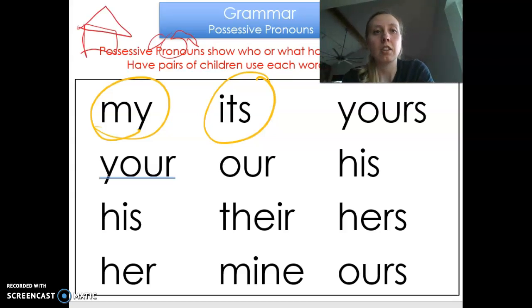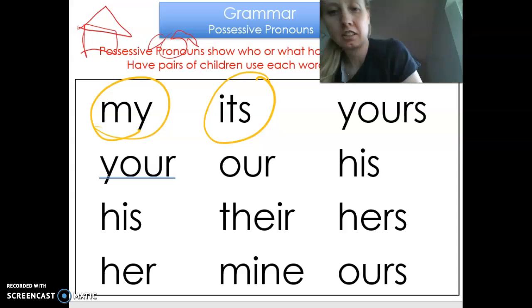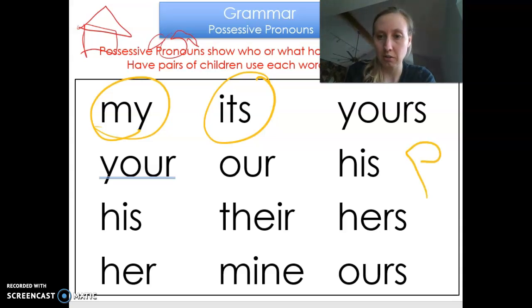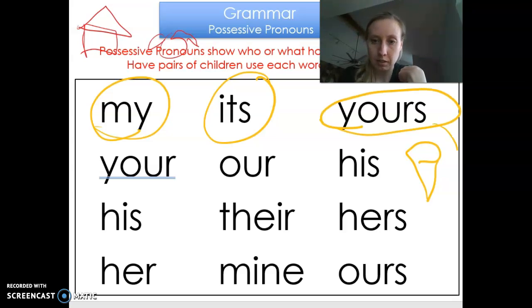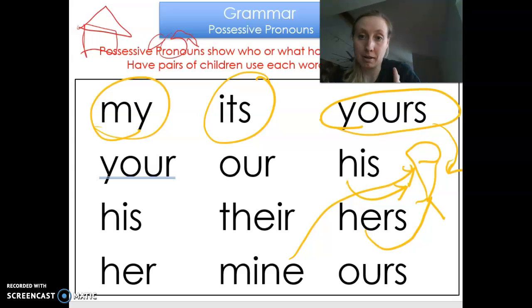Doghouse. Okay, let's talk about ice cream. So here's my ice cream. Is this ice cream yours? So is it yours? Or is it hers? Or is it his ice cream? Or is it mine? So mine would be my ice cream.